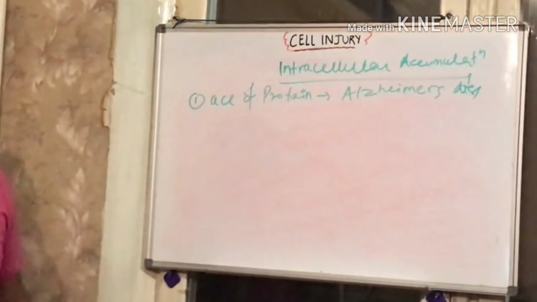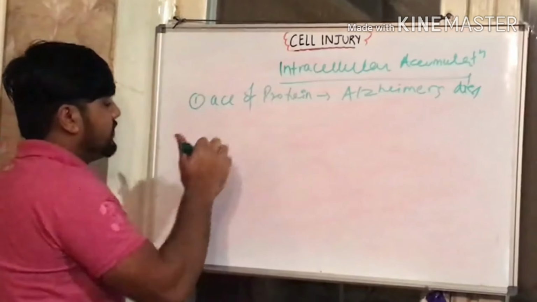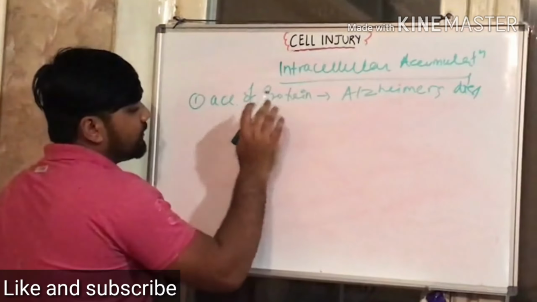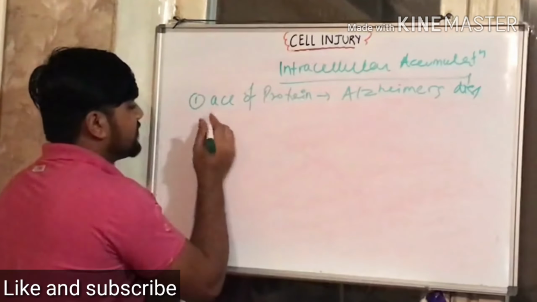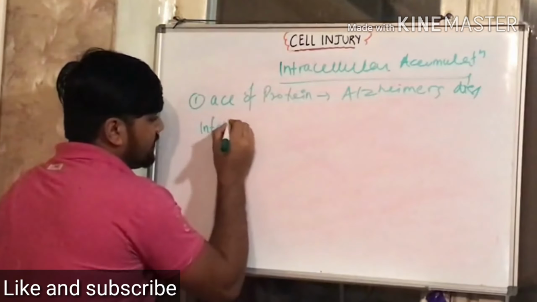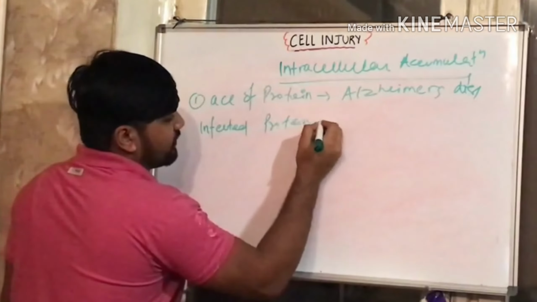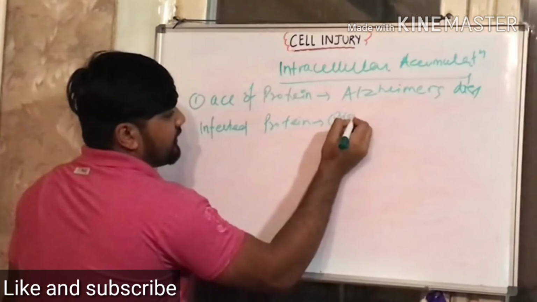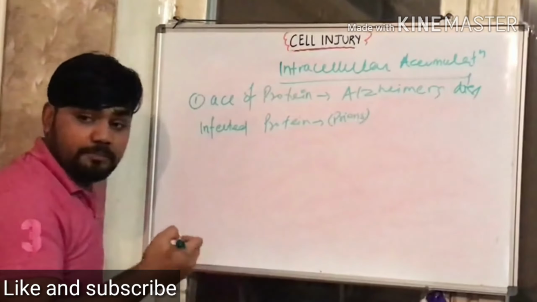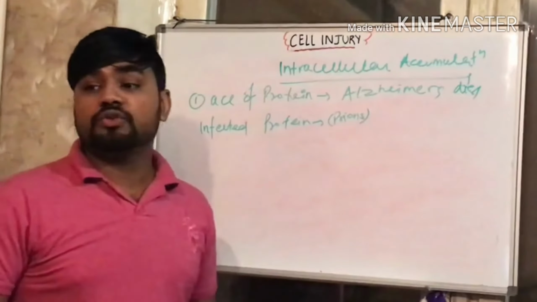Now the next thing, this is protein. This is normal protein accumulation in Alzheimer's disease. Try to understand infected proteins. Those proteins that are infected. Infected proteins are known as prions. Accumulation of prions is seen in Creutzfeldt-Jakob disease.